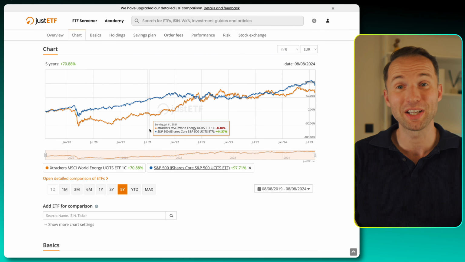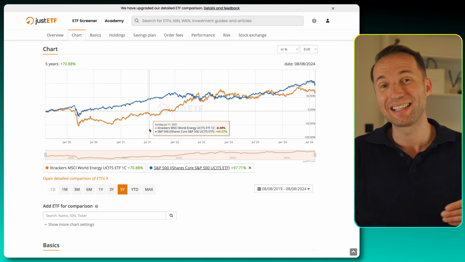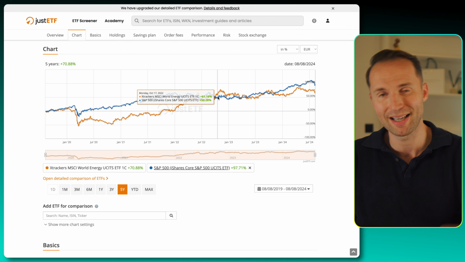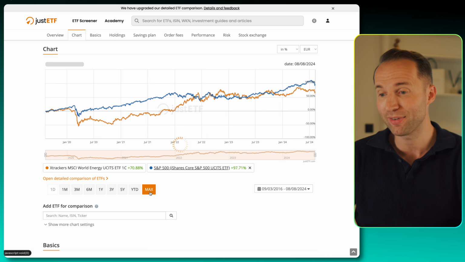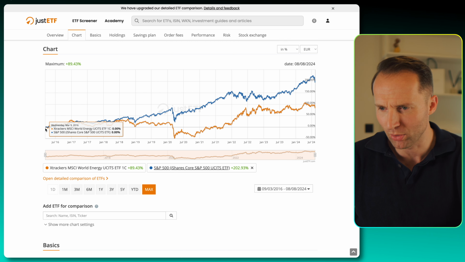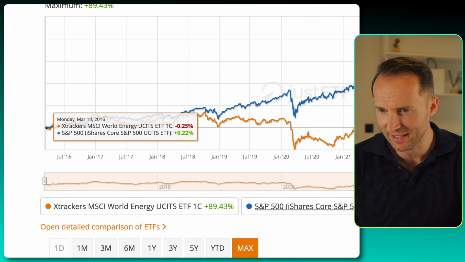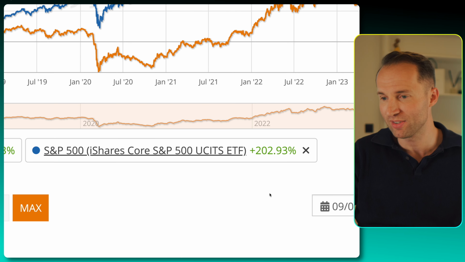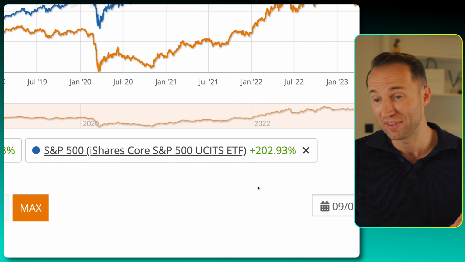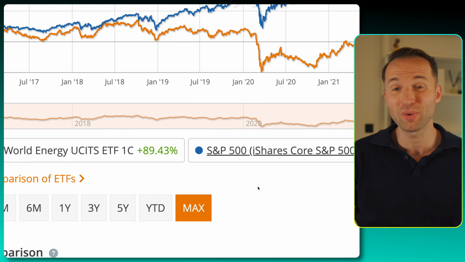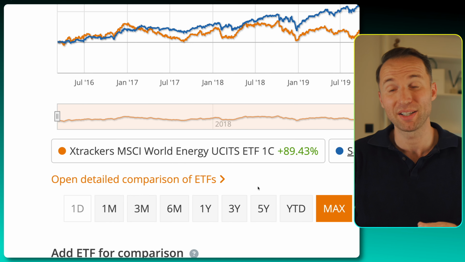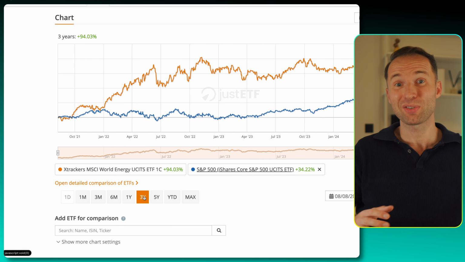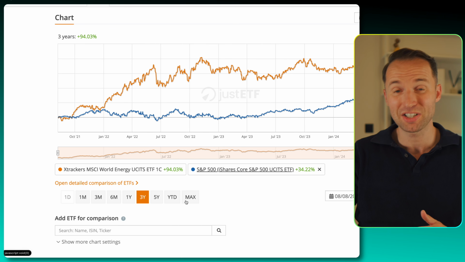You can see here, energy performed worse over 5 years than it performed over 3 years. So they really benefited from the last few years of price hikes due to aforementioned reasons. And if I go to max over here, that means we're going back, at least in this case, to 2016. And here we start seeing a major performance difference, 202% for the S&P 500 versus only 89% for that particular energy ETF. So actually, over a 3-year period, that was probably the strongest return. Anything beyond that actually performed worse.